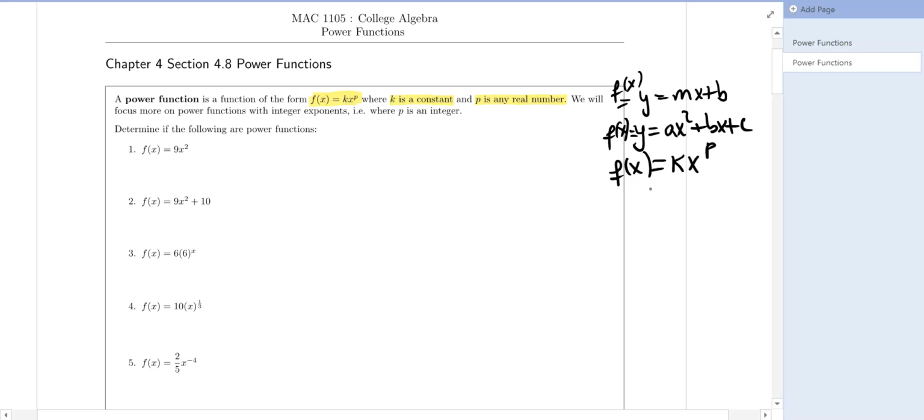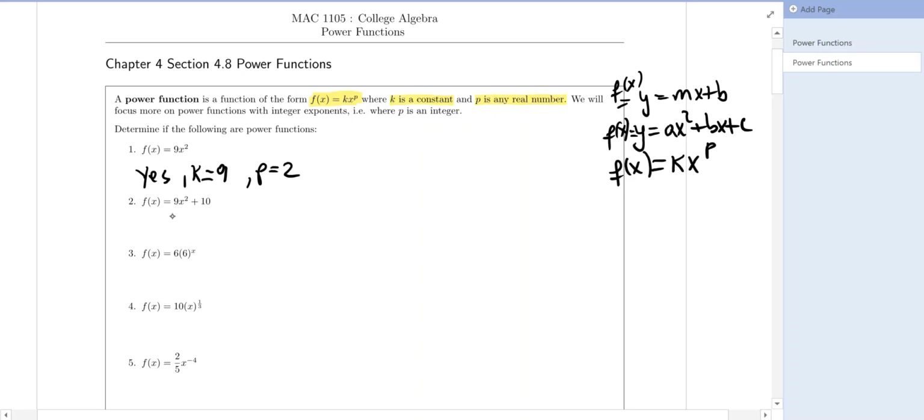So we will focus more on power functions with integer exponents, where p is just an integer. It's not like a fraction or a decimal. So let's look at the next functions and see if they are power functions. So 9x to the second power, is that a power function? Yes, it is a power function with k equals 9 and p equals 2, right? K is 9 and p is 2.